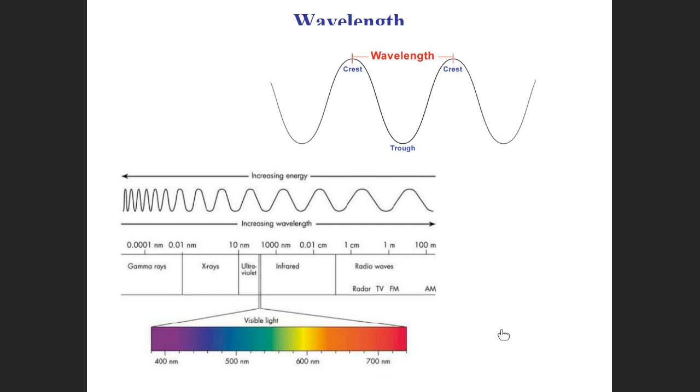And so one of the ways that you may have learned to remember the colors, anybody learn an acronym to remember the colors? Roy G. Biv. Yeah, Roy G. Biv, right? Which stands for red, orange, yellow, green, blue, indigo, and violet.